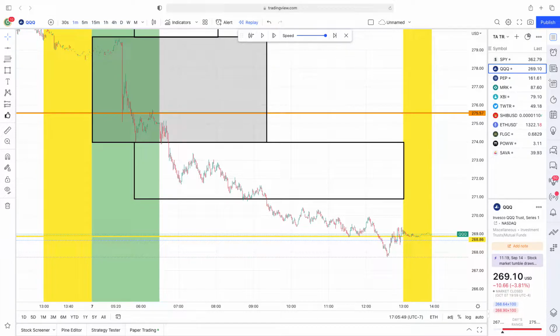Okay, so we have looked at our key levels. We have looked at my pre-market zone and my measured moves. Now it's time to look at the exponential moving averages that I use.